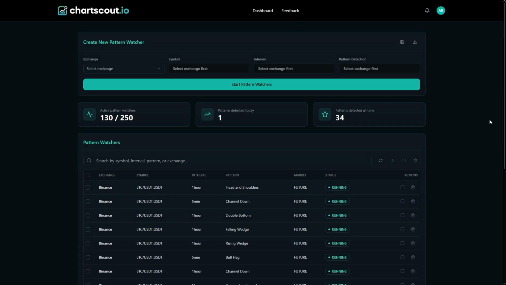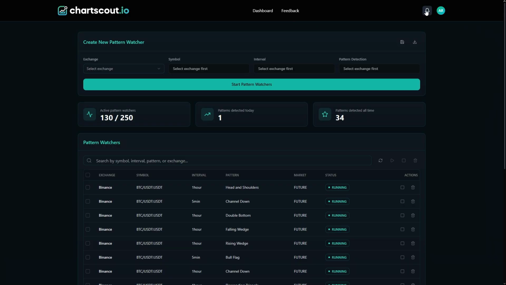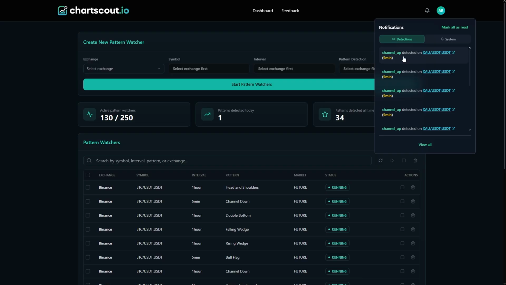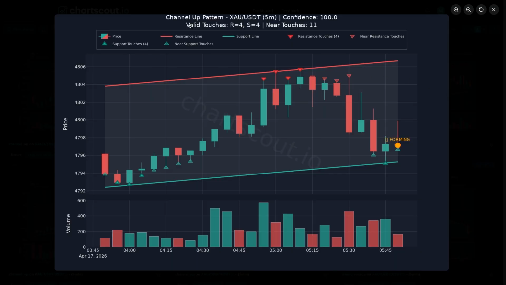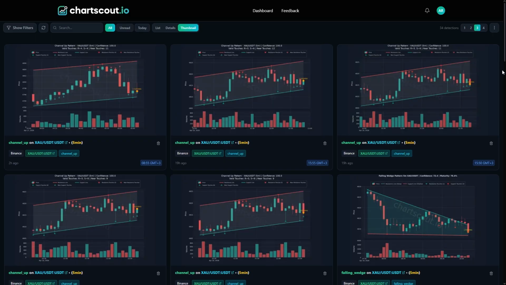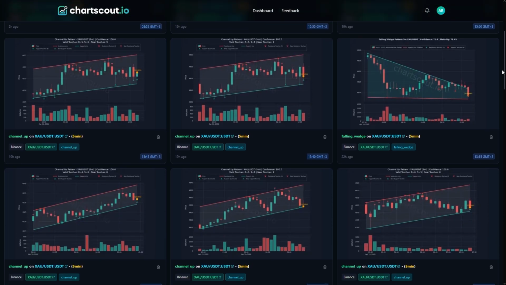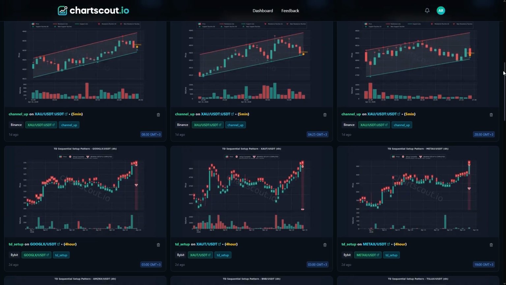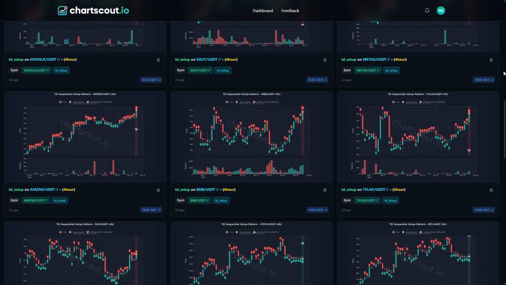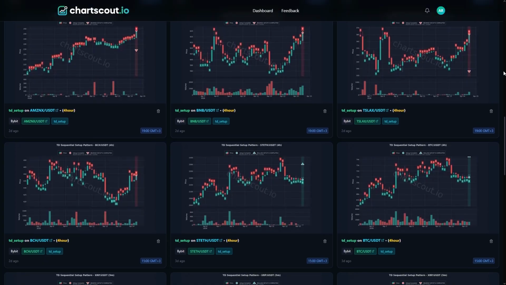Let me show you what the alert actually looks like when ChartScout finds something, because this is where the product earns its keep. On the notifications page, I can see every detection. In list view, I have all the key info. The pattern that was detected, the pair, the time frame, the exchange, and the exact timestamp. Alerts come through in under 20 seconds from when the detection is made. But I actually prefer thumbnail view because it shows me the chart image directly in the feed. I can scan through detections much faster visually than I ever could by opening charts one at a time.